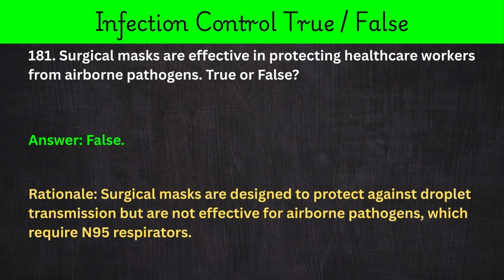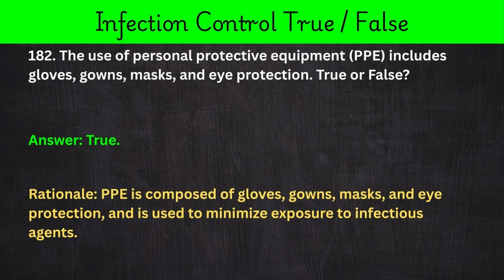181. Surgical masks are effective in protecting healthcare workers from airborne pathogens. True or false? Answer: false. Rationale: surgical masks are designed to protect against droplet transmission but are not effective for airborne pathogens, which require N95 respirators.